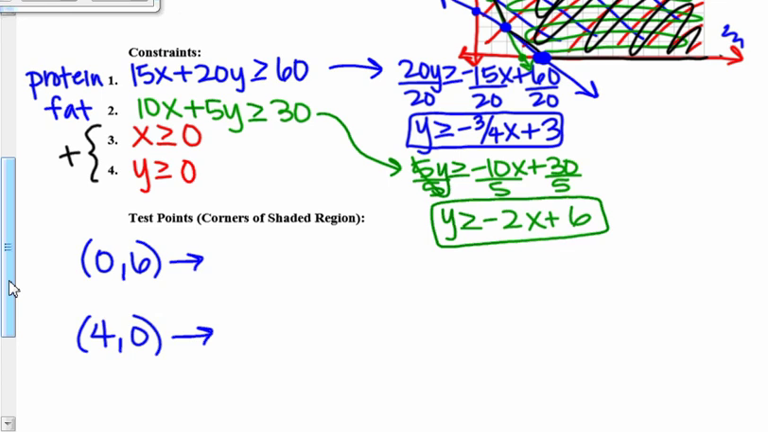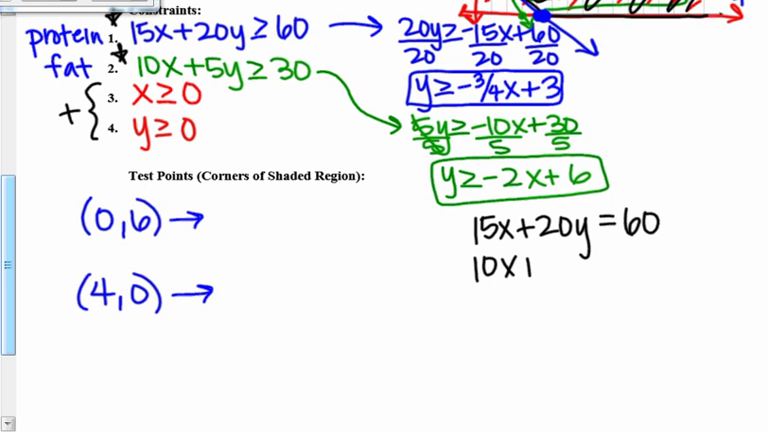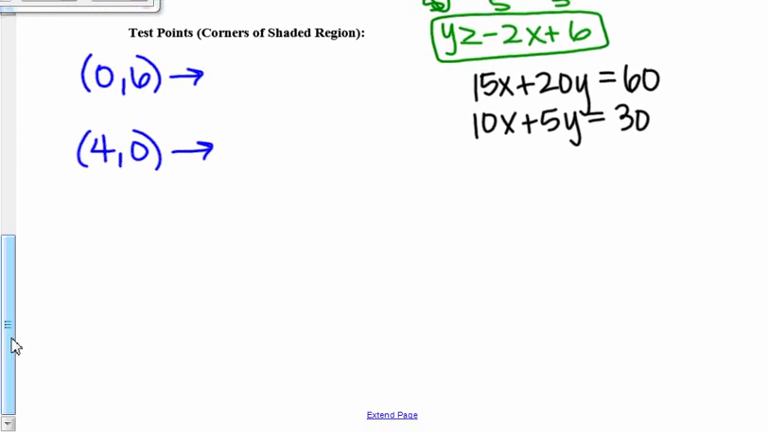So I'm actually going to take this and this, which are those 2 lines, and I'm going to see where they intersect. So off to the side here, 15x plus 20y is greater than or equal to 60. You can actually just say equals to when you're doing solving. And then my other one, 10x plus 5y is equal to 30. I'm going to use substitution and elimination to solve here. See where my x and y point is, where they overlap, where they intersect.